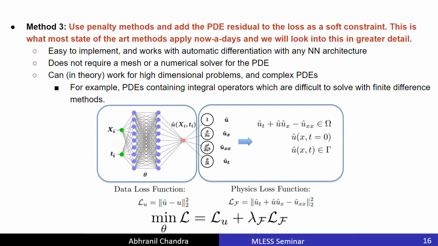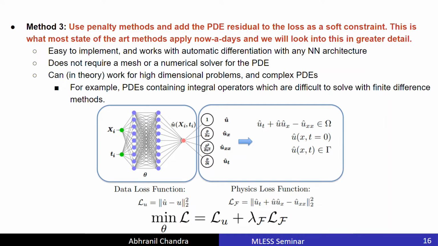Thus, the most commonly used method is the third method, where we use penalty methods and add the PDE residual to the loss function as a soft constraint. This is what most of the state-of-the-art methods apply nowadays, and we'll look into this in greater detail.